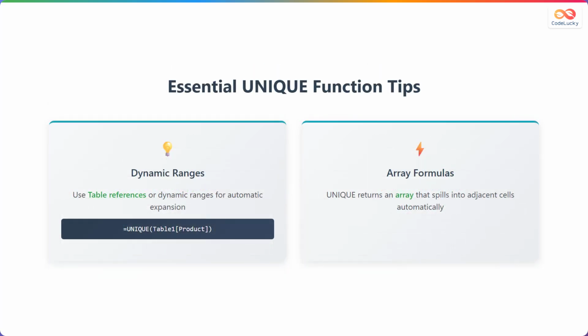Here are a couple of essential tips for using the UNIQUE function effectively. First, use table references or dynamic ranges to ensure that your UNIQUE function automatically expands as your data grows. For example, you can use the formula =UNIQUE(Table1[Product]). Second, remember that UNIQUE returns an array that spills into adjacent cells automatically.